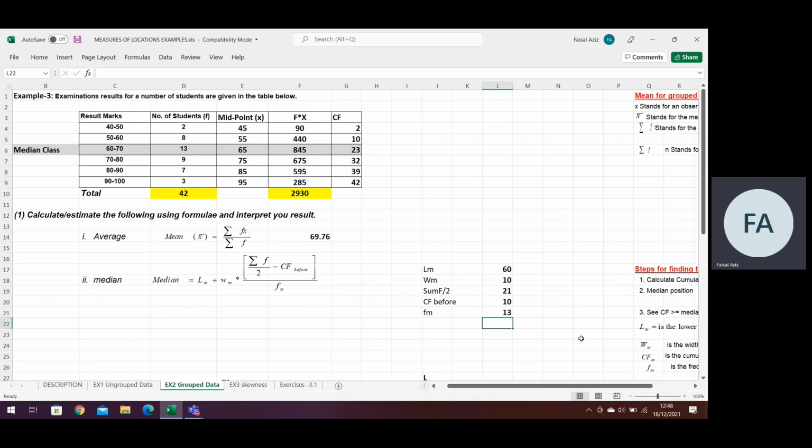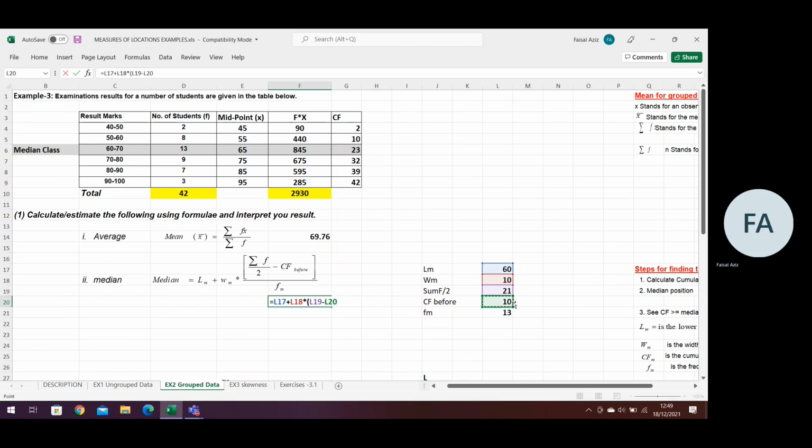So after keeping all the values for all the variables, now I will apply the formula accordingly. So you just have a look here. The first one is LM, which is the lower limit of the median class. Then comes plus WM, which is the difference of upper limit and the lower limit. Then comes multiplication, open bracket, summation of fi by 2, we have already calculated 21, minus cumulative frequency before, which is 10, close the bracket, and then divided by frequency of median class, which is 13. So simply click enter, and this way you will get median.